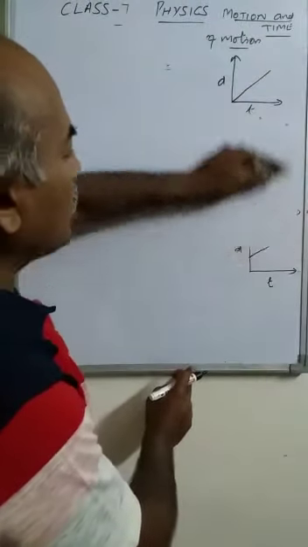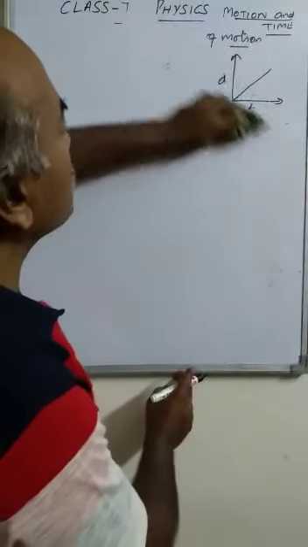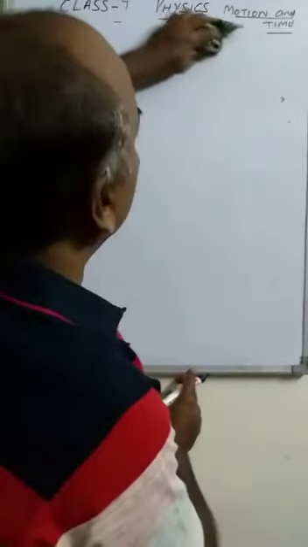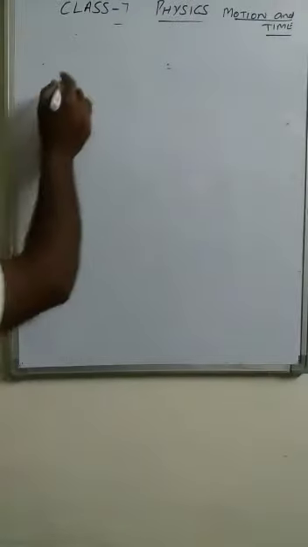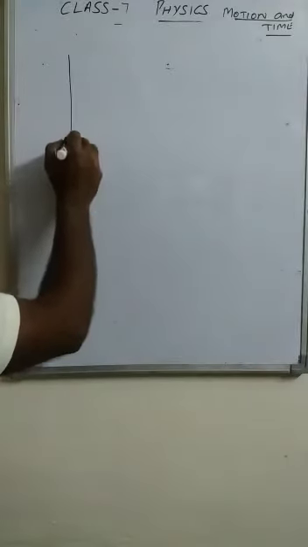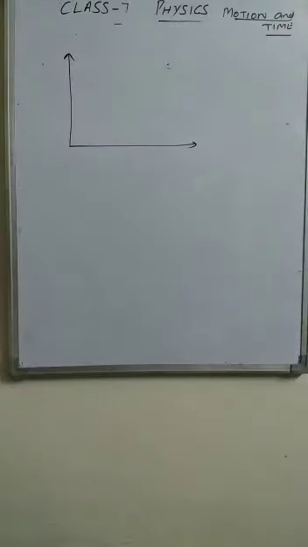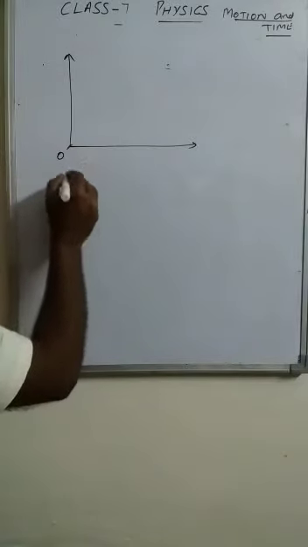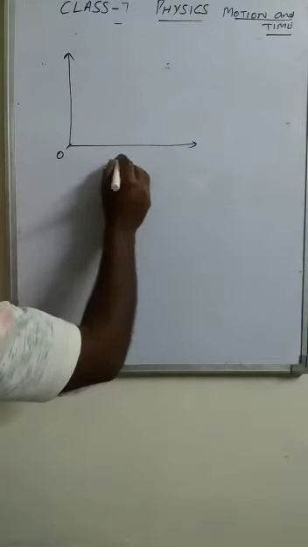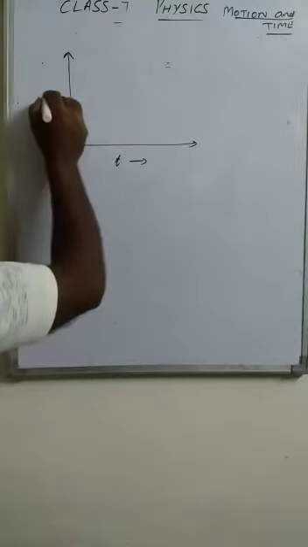How can we find out the speed of objects from uniform motion? Suppose this is the distance time graph. Here this is the origin, the time axis, and this is the distance axis.